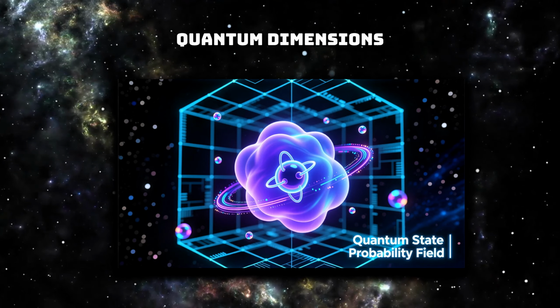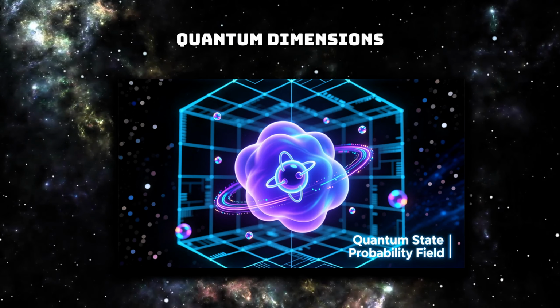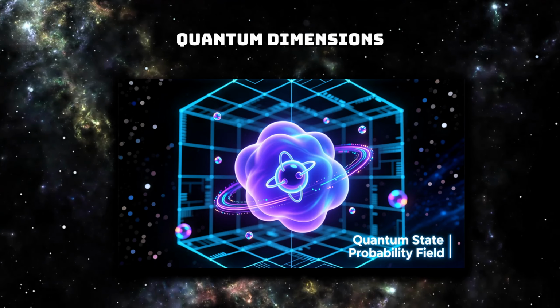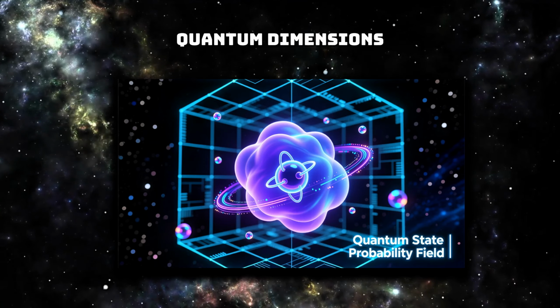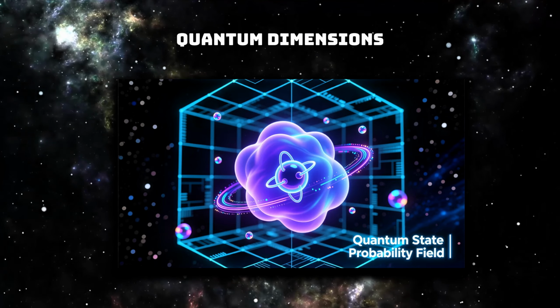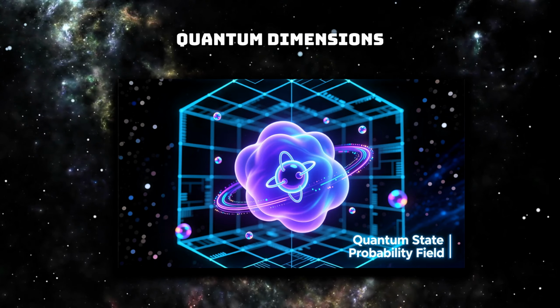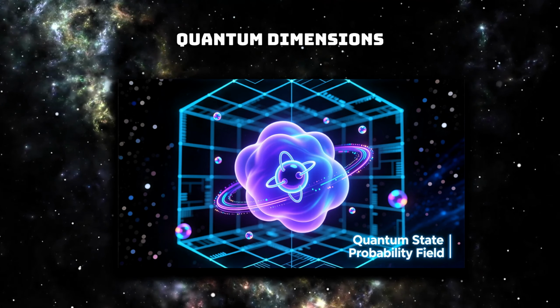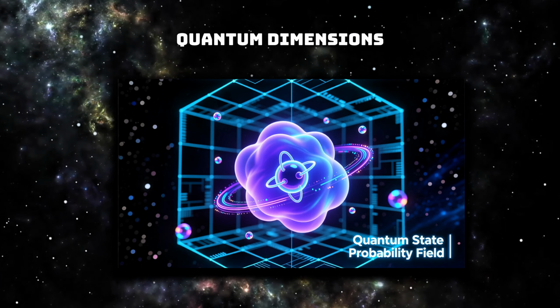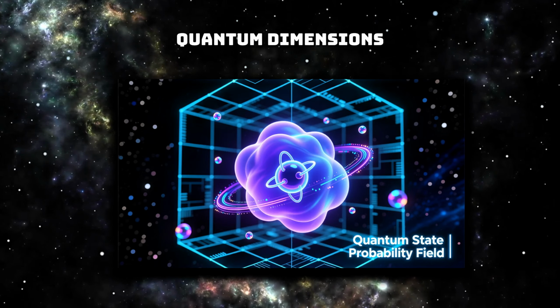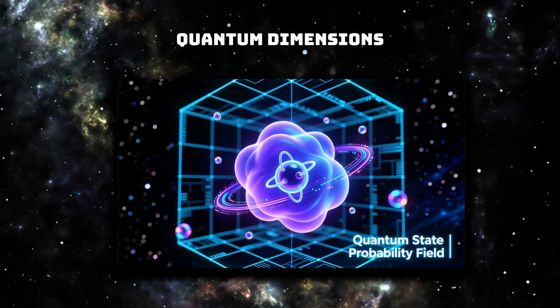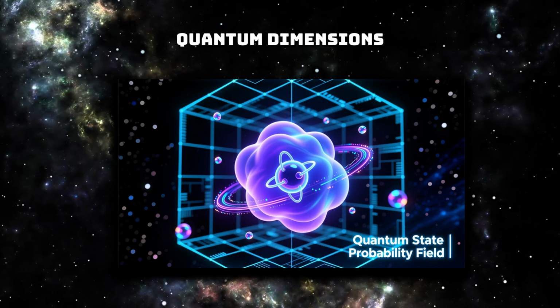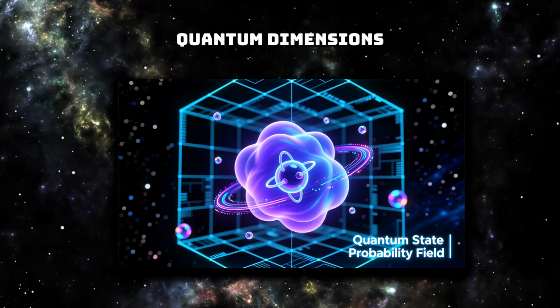Final insight. Quantum dimensions reveal a hidden layer of reality. In quantum physics, dimensions are no longer about geometry, but possibility. They describe the full range of states a particle or system can occupy, the rules that govern transitions between states, and the structure of quantum information that underlies physical reality.